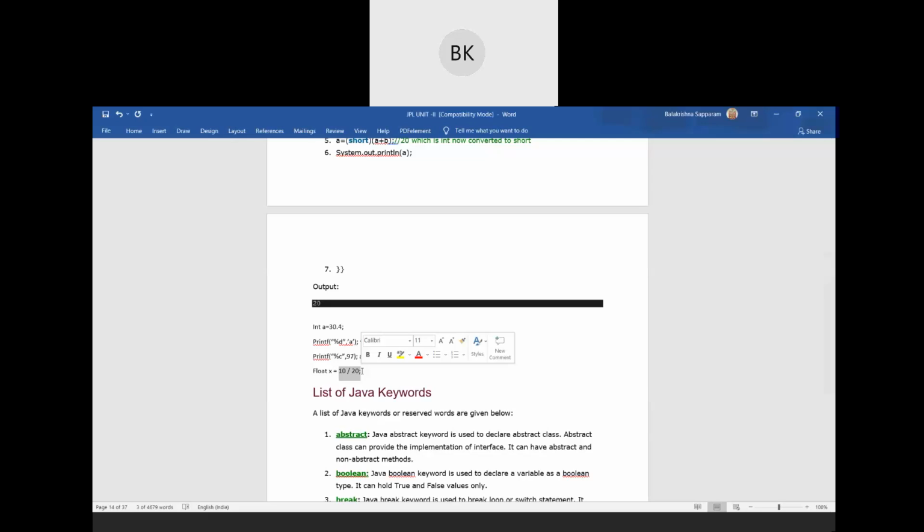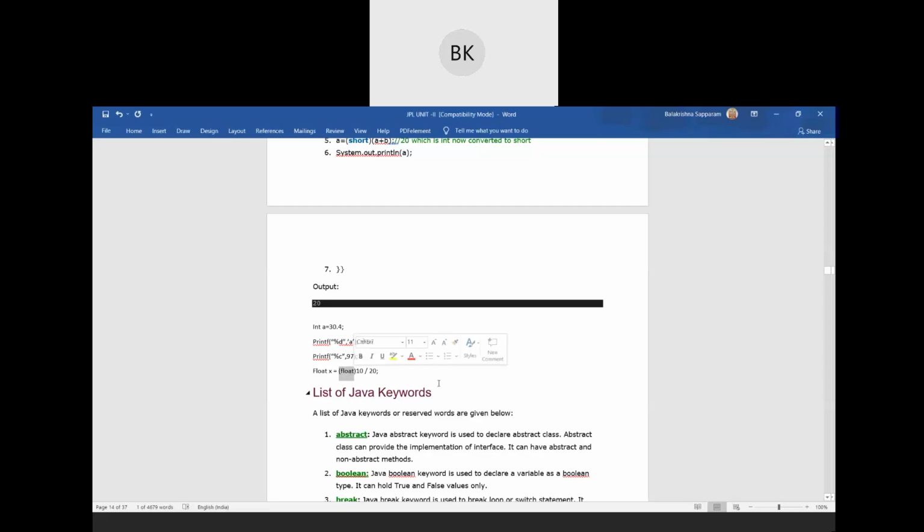The 10 is not an integer. You have to treat that one as a floating point value. That is what you have to write here. You have to convert integer 10 into float 10. This is called typecasting.